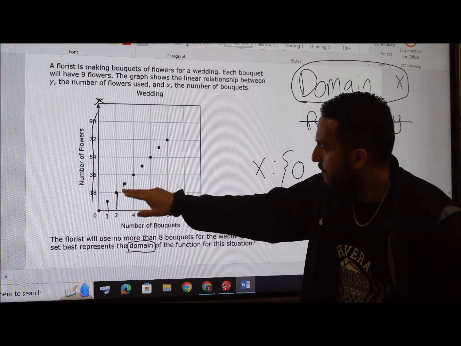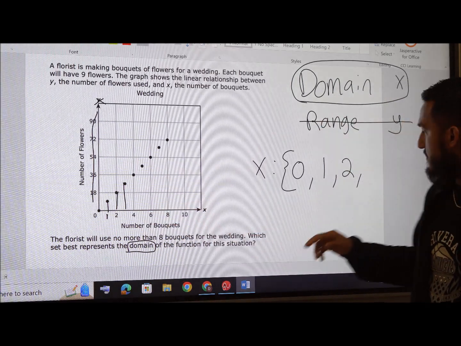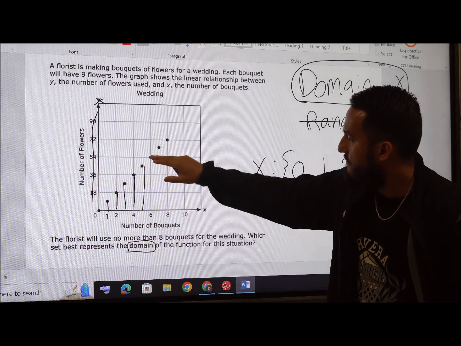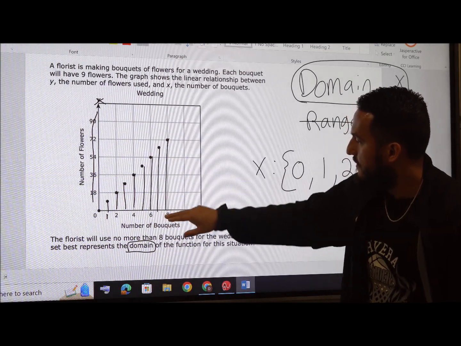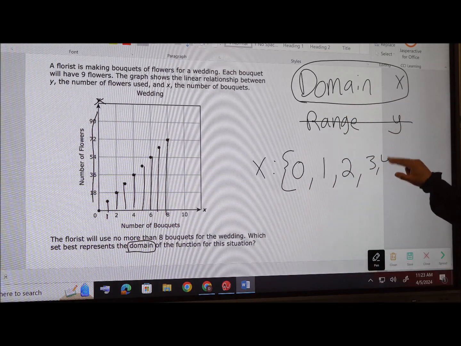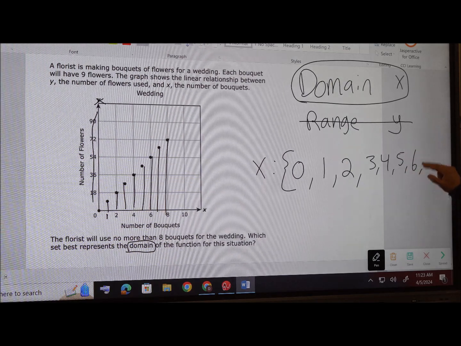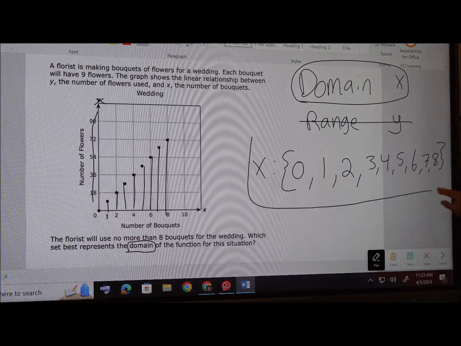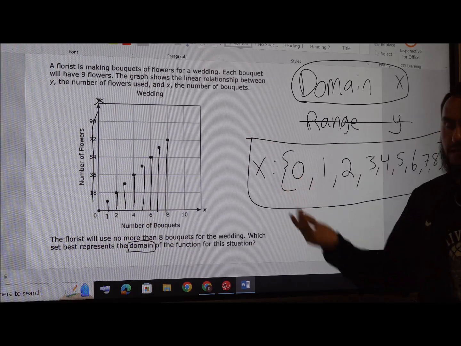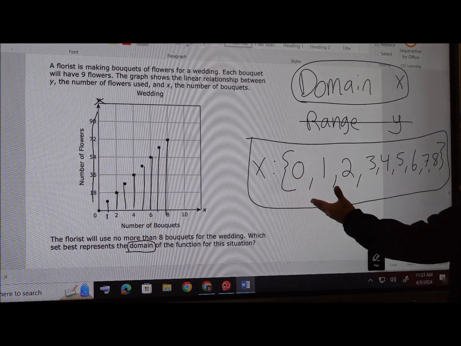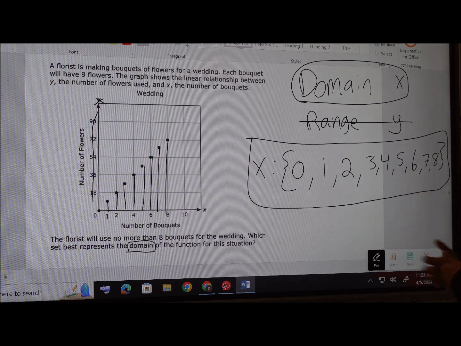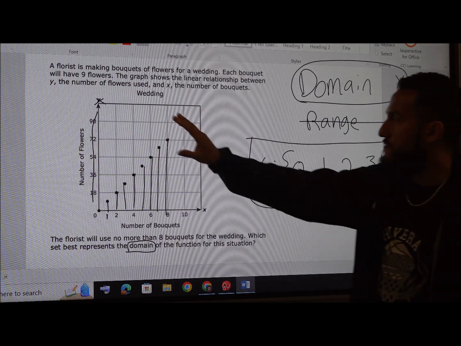The next point right here would be between 2 and 4, which again is 3, and you just keep going. This is 4, 5, 6, 7, 8. So you can continue the pattern. And this would be your answer, guys. The domain, which is the x values, is going to consist of a set of the numbers 0 through 8. All these integers, okay? Nothing to do with the y.